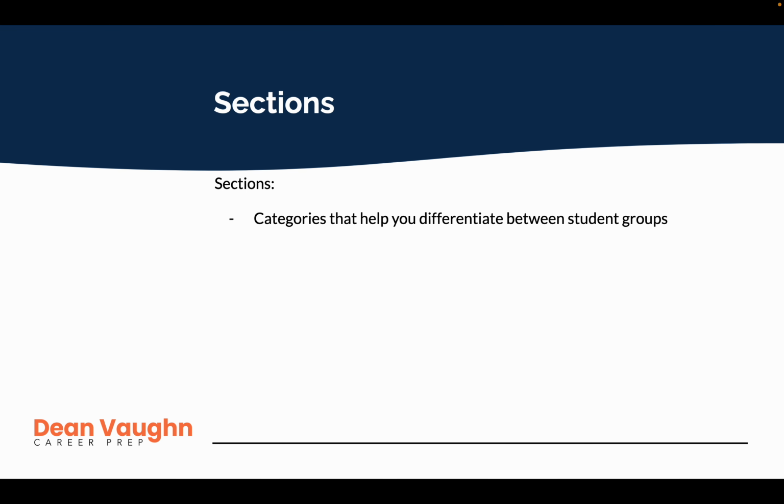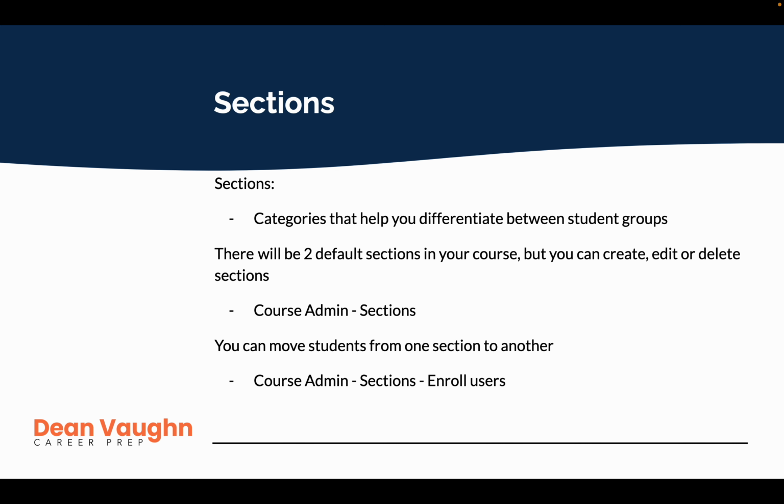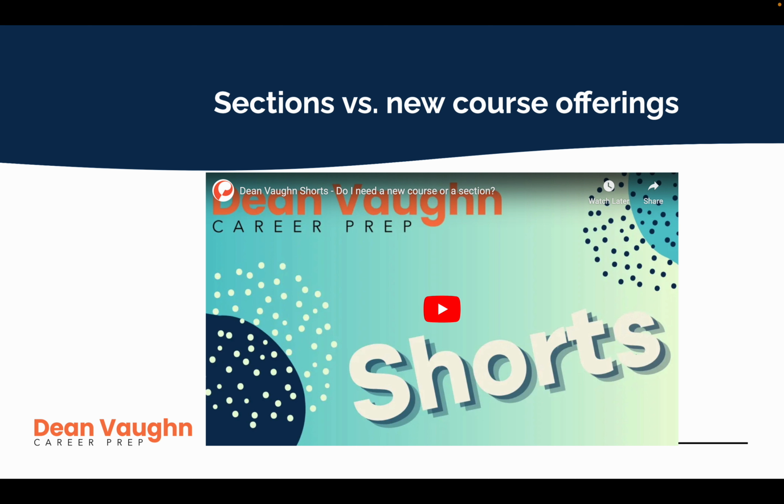Sections are categories that help you differentiate between student groups. There will be two sections in your course by default. One will usually be called section, the other one archive, but you can create multiple sections. You can also move students from one section to another. There's also a video on that called Do I Need a New Course or Section? So you can click the link in the PDF handout we will send you, or go to our Instructor Help Center to access this video if you want more information on the difference between sections and course offerings.